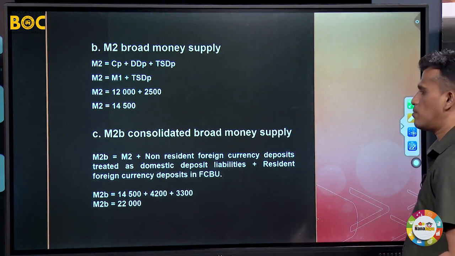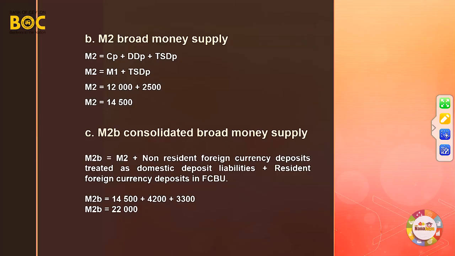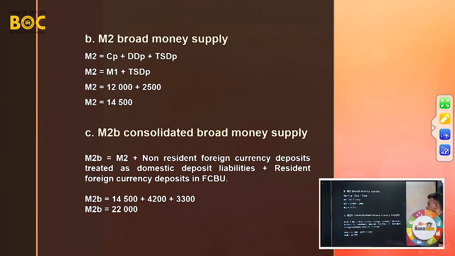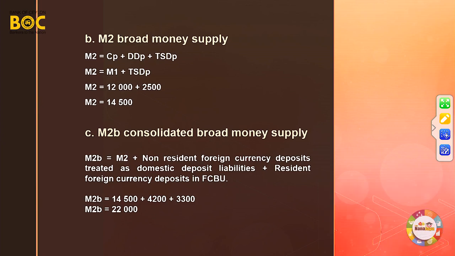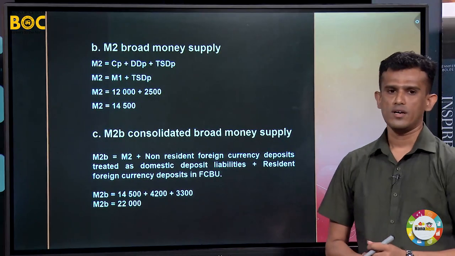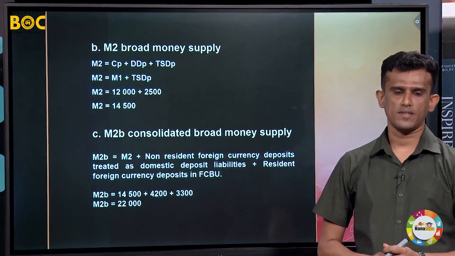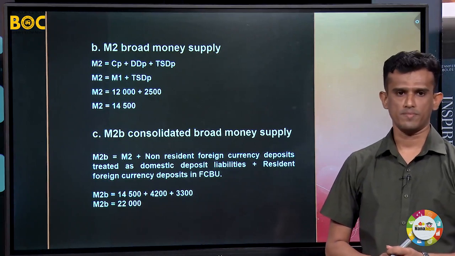The M2 broad money supply we already calculated as 14,500, right? And then non-resident foreign currency deposits treated as domestic deposit liabilities, 4,200. And then the resident foreign currency deposits in foreign currency banking units. So the total of those three figures is 22,000. Therefore, M2B broad money supply of the economy is 22,000.